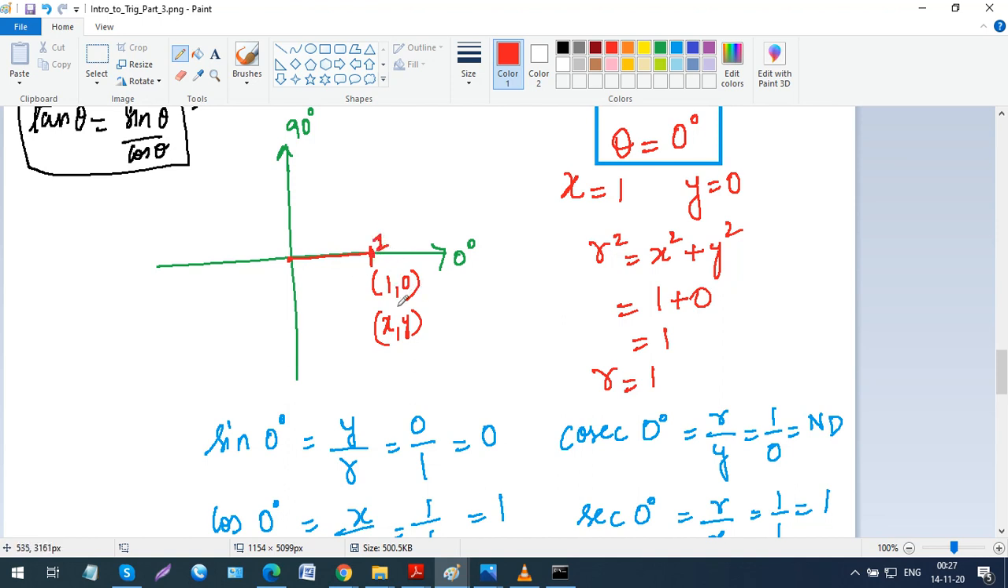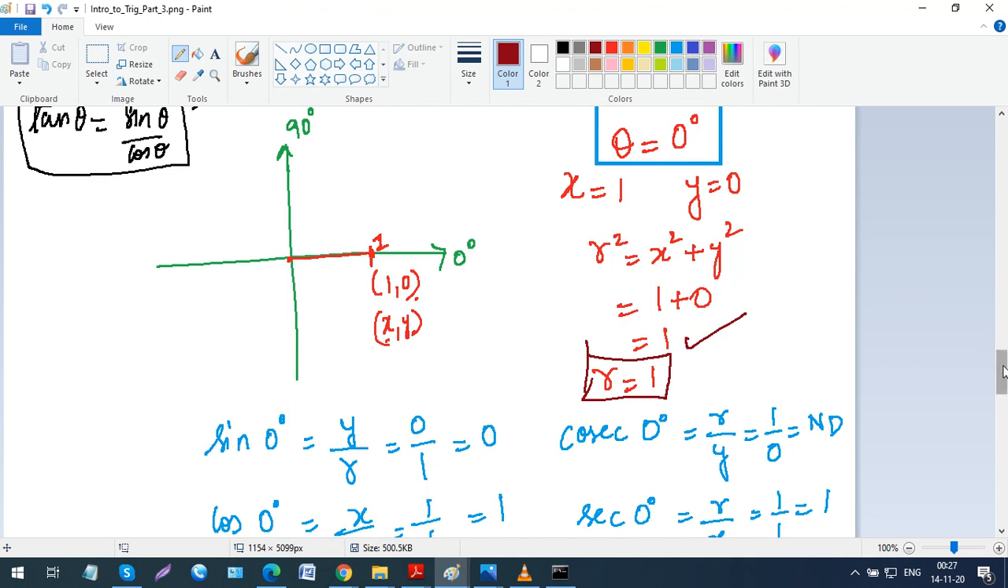So x turns out to be 1 and y turns out to be 0. So sine 0 is going to be y over r, and r is always 1. We know this. If x is 1 or y is 1, if one of them is 1, then r is going to be 1. This is how you get it using the Pythagorean theorem, right?